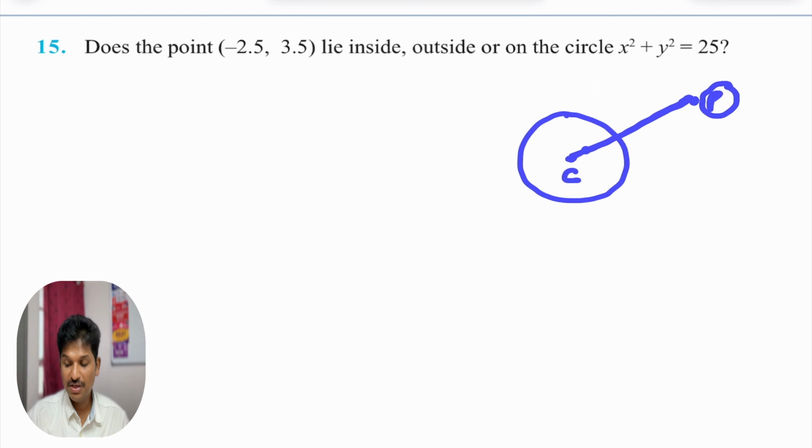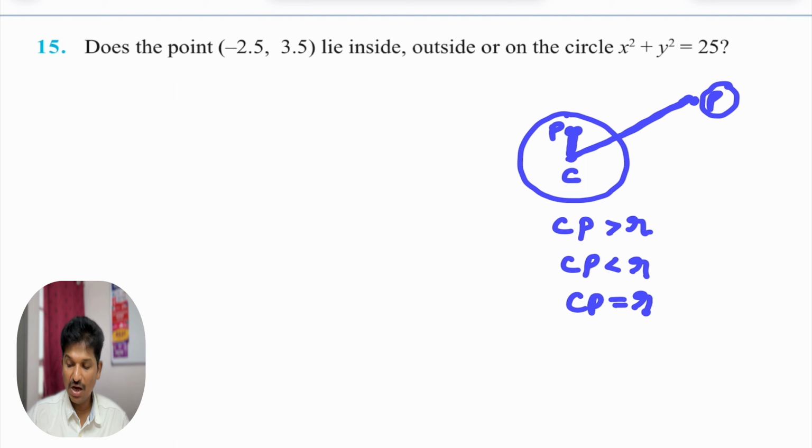I'll calculate CP. CP means the distance between the center and the given point. If CP is greater than the radius, we can easily say that the point lies outside the circle. Suppose point P lies inside, I'll calculate CP. If point P lies inside, obviously CP is less than R. If CP is less than R, then we say the point lies inside the circle. If CP equals R, that means the point lies on the circle.